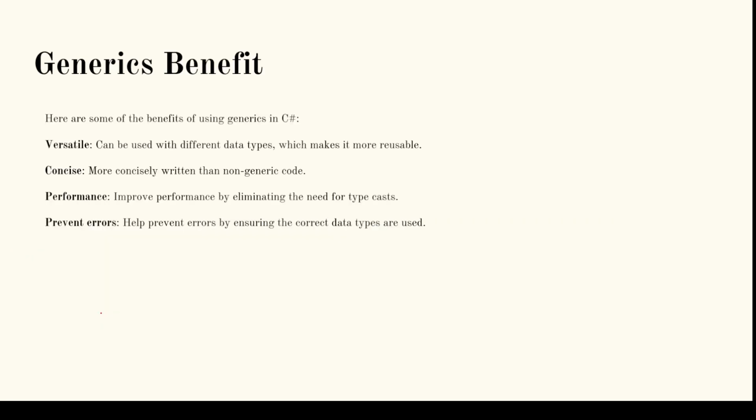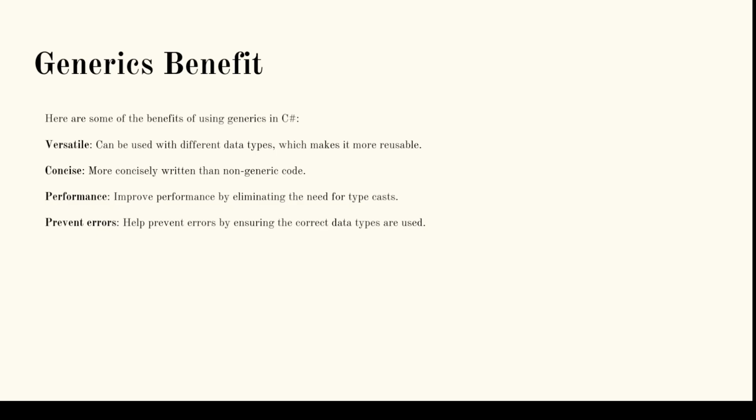To summarize, here are the benefits of using generics in C#. Versatile. If we use generic in our code, this will make our code more versatile, meaning it can be used with different data types, which makes it more reusable. When we write generic code, it is more concise than writing the non-generic code, meaning we don't have to write different methods for different data type.